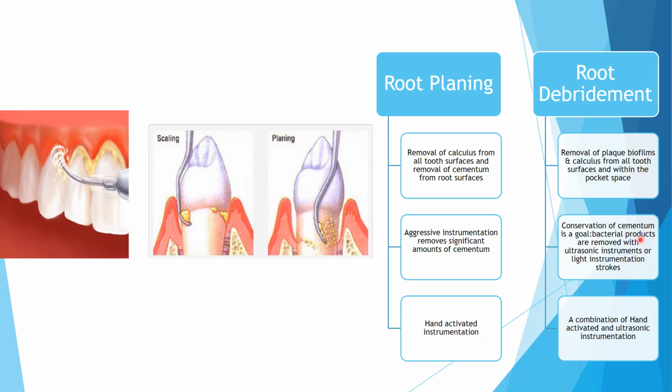That will be with ultrasonic instruments or light instrumentation strokes, and root planing is mostly done with hand activated instrumentation, whereas root debridement will be a combination of hand activated instruments and ultrasonic instrumentation.